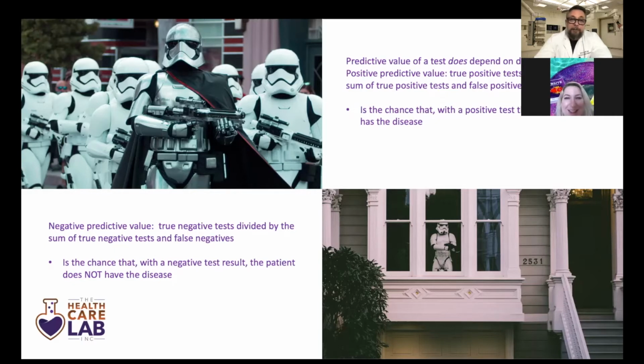There really are no stormtroopers. There's really no such thing in the real world. What's the chance that with this test, while they're wearing stormtrooper armor, that they're really a stormtrooper? Pretty darn low. So that's negative predictive value. It's pretty unlikely that they're hanging out in San Francisco, arms crossed.